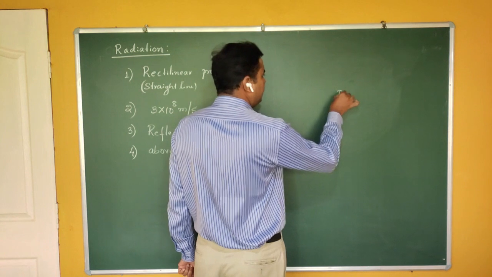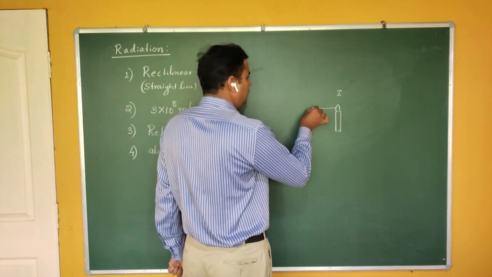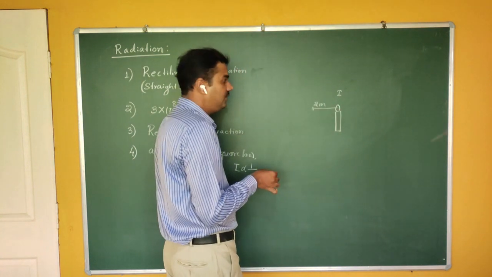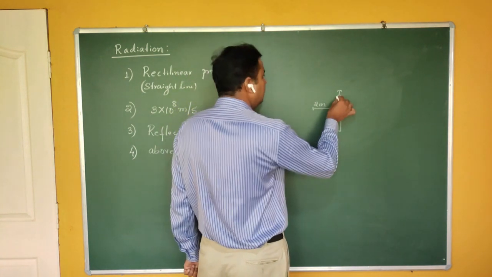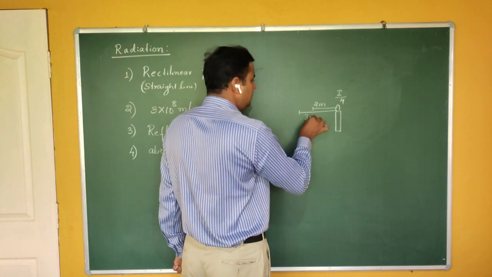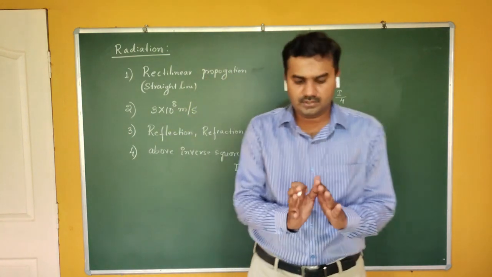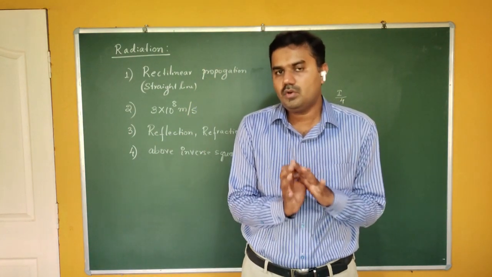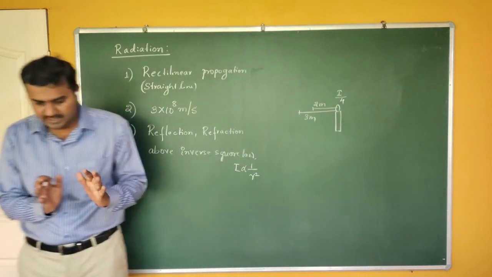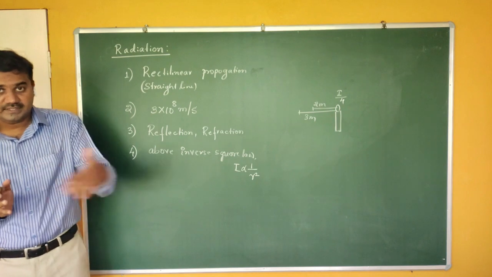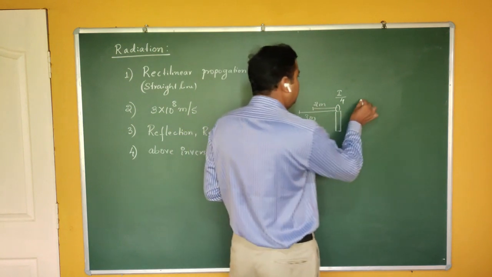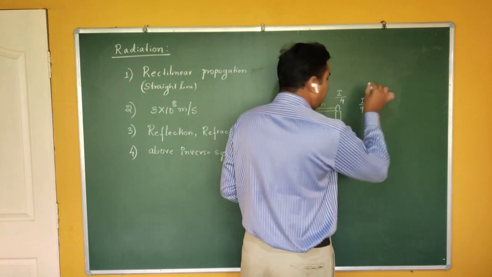Okay, if I take the initial intensity as I, and you move 2 meters away from this candle, then your intensity decreases to I by 4. If you move 3 meters away from the candle, you can see that when you stand in front of a fire, you feel more hotness. As you start moving away from the fire, the hotness goes on decreasing. How does it decrease? It decreases as the square. If you move 3 meters away, then the intensity decreases to I by 9.